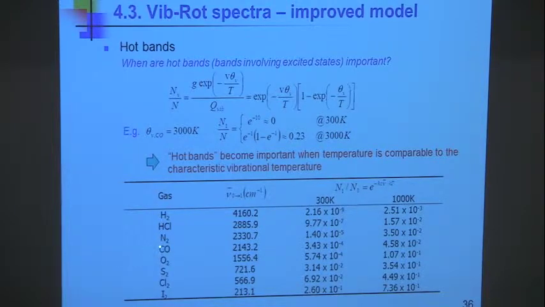Look at carbon monoxide. The omega is 2143, which means the characteristic temperature theta is that times 1.44. At 300 degrees, the fractional population in 1 is 10 to the minus 4. Insignificant. Yes, but what if I go to 1,000 degrees? Well, now it's 5%. It starts to be important. It goes up fast with temperature. So, for example, if you look at oxygen, a little bit lower, about 1,500 wave numbers, 1% even at 1,000 degrees.